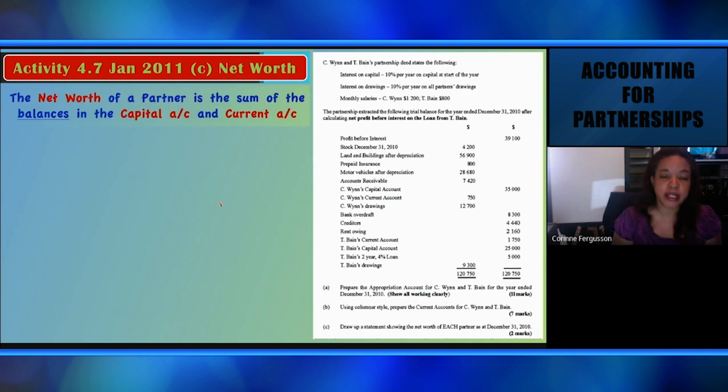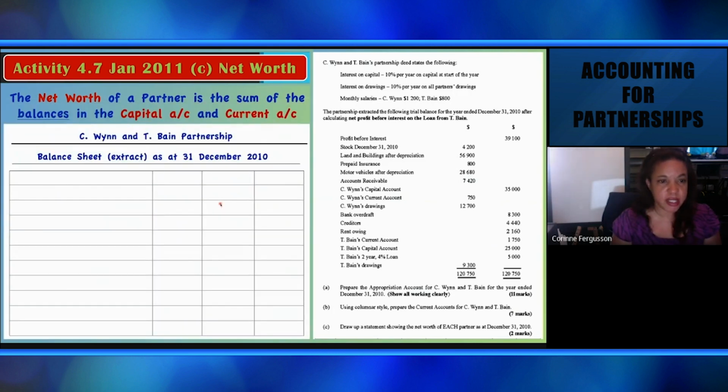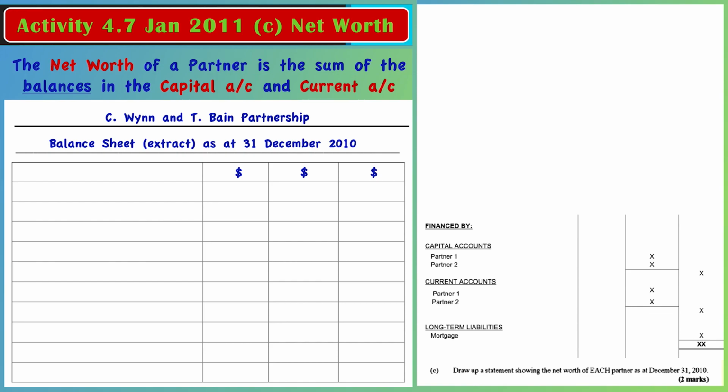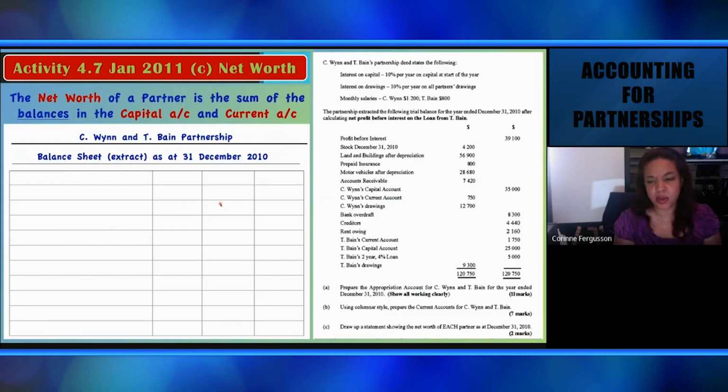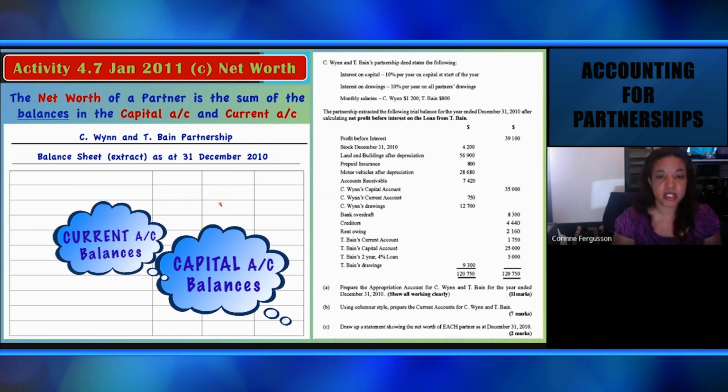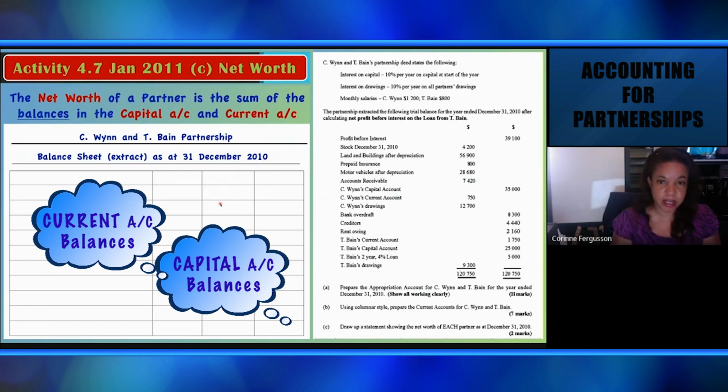So the net worth of a partner is the sum of the balances in the capital account and the current account. Which means that you will do the extract, the bottom part of your balance sheet, to show that statement that they asked you for. Very simple. This is only 2 marks when you think about it. So what they were asking you for is basically, what is your capital account balance for each partner? What is your current account balance for each partner? And that's it. That would have been 1 and 2 marks that you would have gotten for your total.